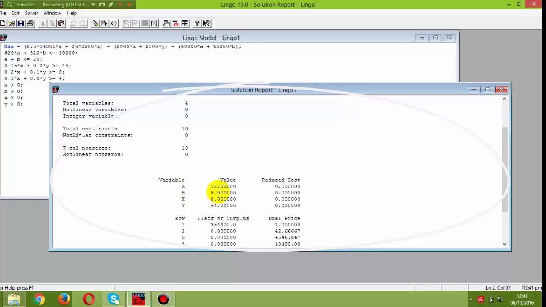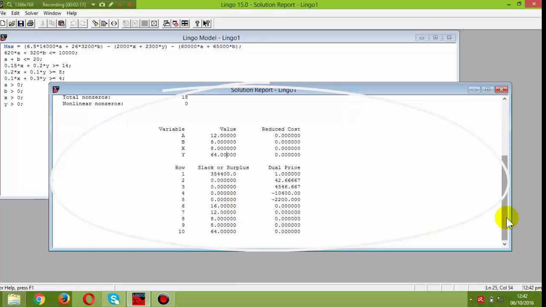So we have 12 kilograms of rice seed and 8 kilograms of corn seed. And then there are X and Y. X is the amount of Ponska brand we use, and Y is the amount of Pelangi brand. So the farmer needs 8 kilograms of Ponska and 65 sacks of Pelangi brand. Here's the iteration.